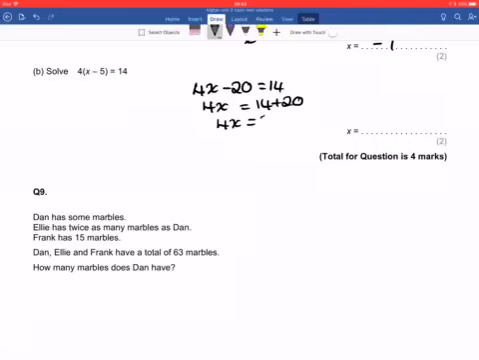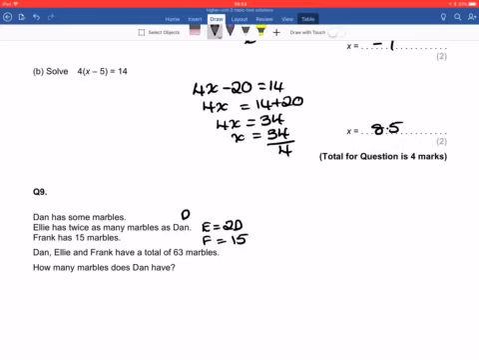4x equals 34. So x equals 34 divided by 4, which is 8.5. Right, Dan has some marbles. Let's call them D. Ellie has twice as many marbles as Dan, so Ellie has got 2 lots of D, and Frank has 15 marbles.